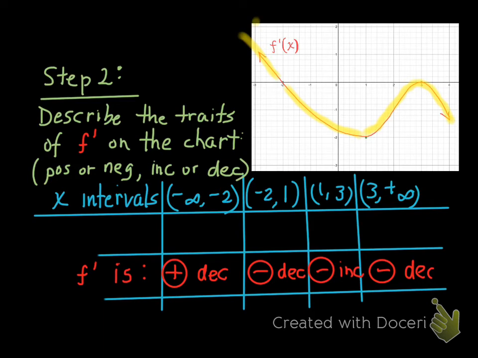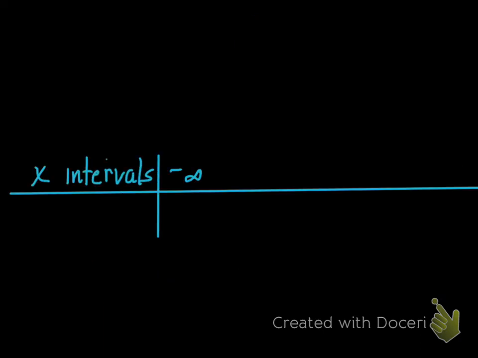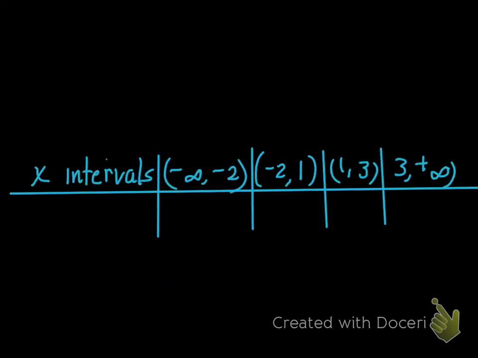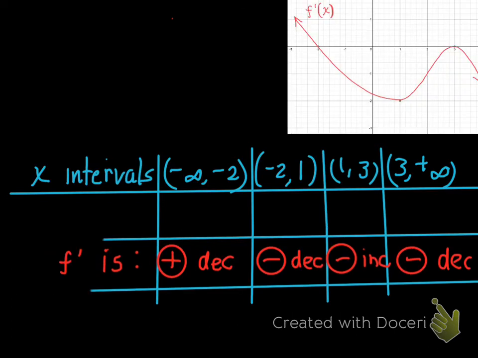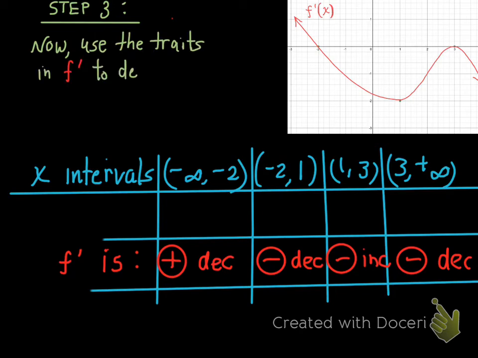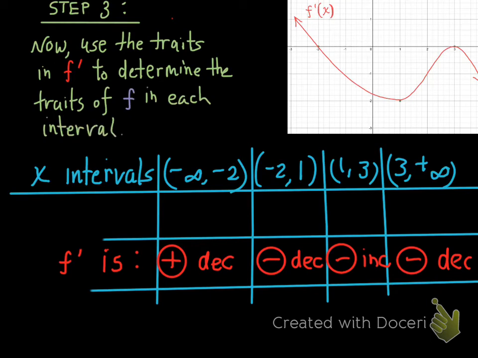So now I've got nice descriptions for the characteristics, the traits of f prime. Let's see how we use these. So again, just reduplicating my chart here. Here are the attributes, the traits of f prime in our graph. Now for step 3, we want to use the traits of our red graph, f prime, and the traits we recorded on our interval chart to determine then the traits of f in each interval.